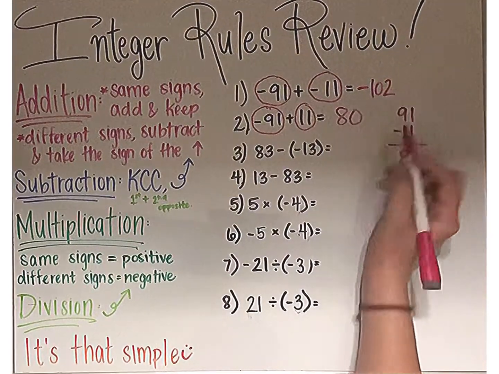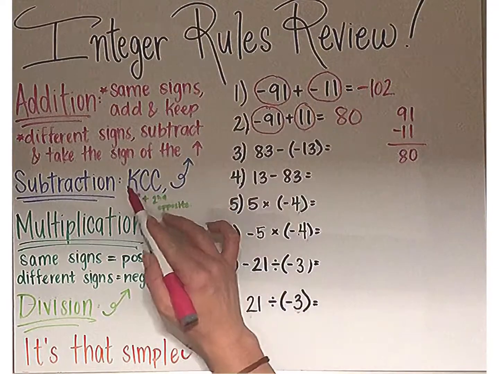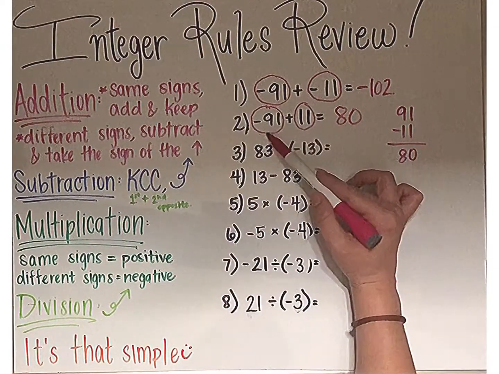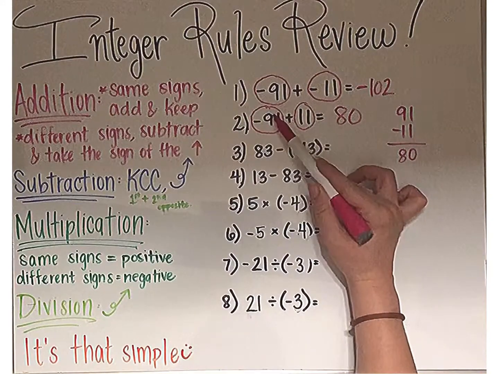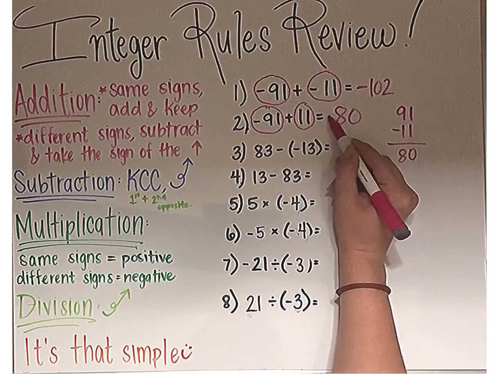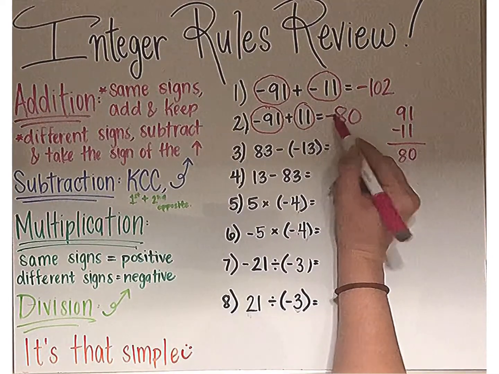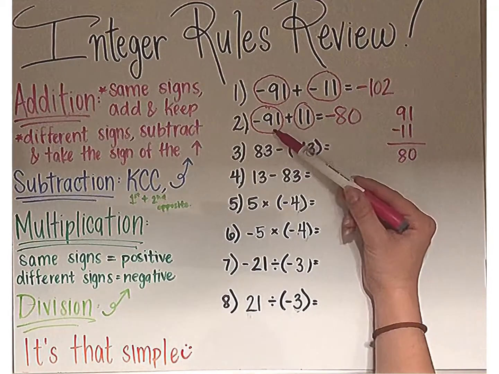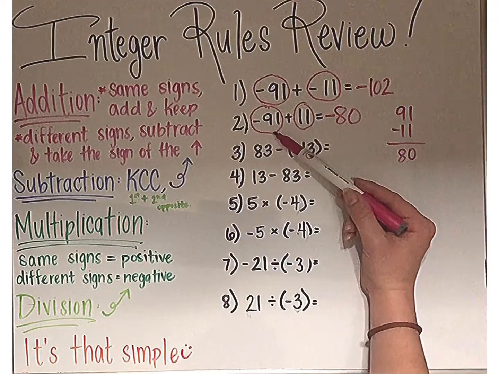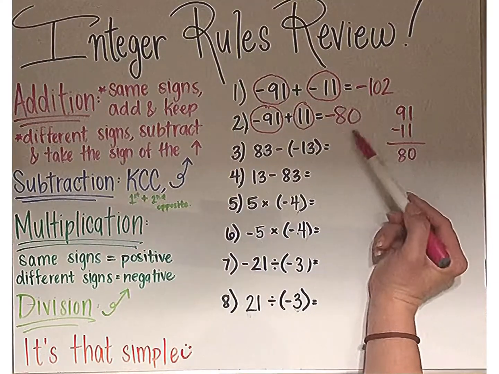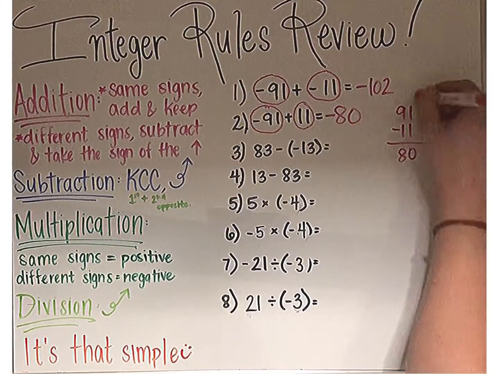I also have to think, is this going to be a positive or a negative number? So I have to take the sign of the number with the higher absolute value. Negative 91 is further away from 0 than 11 when you're looking at a number line. So this is going to be negative 80. Also, if you think about it, if you had negative $91 in your bank account and you put $11 in, you're still going to have a negative amount in your bank account.